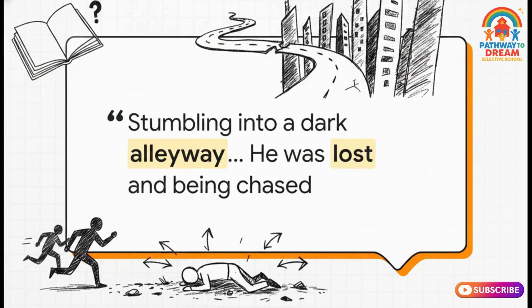Stumbling into a dark alleyway, Alexander collapsed. He was lost and being chased by people he barely knew.